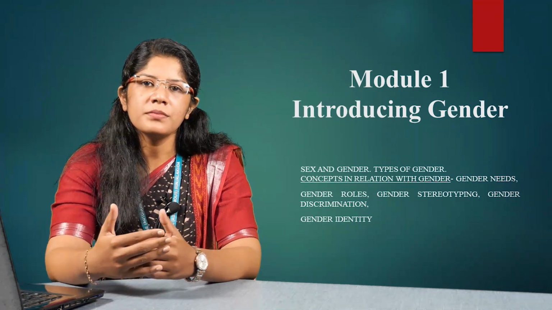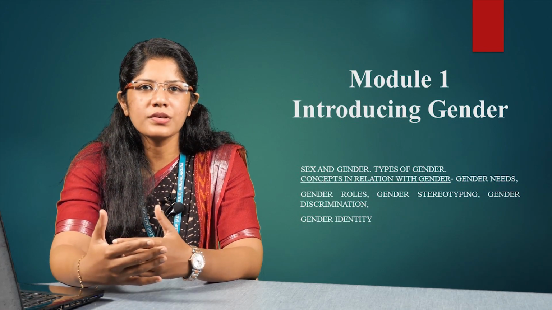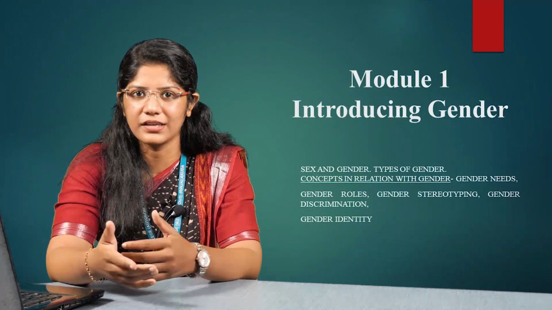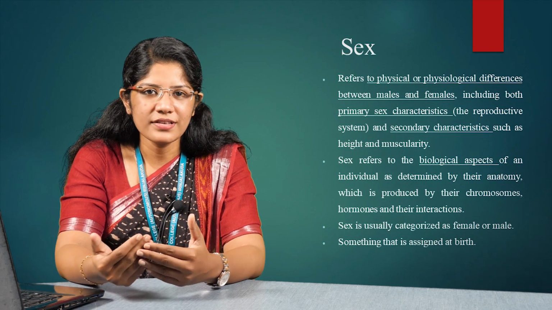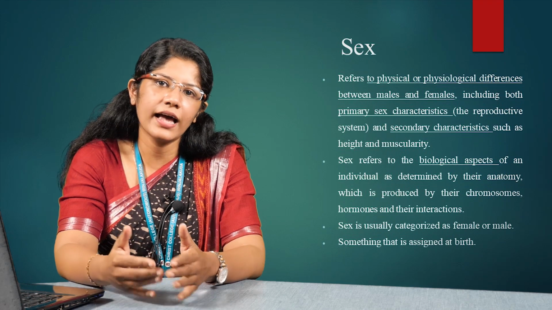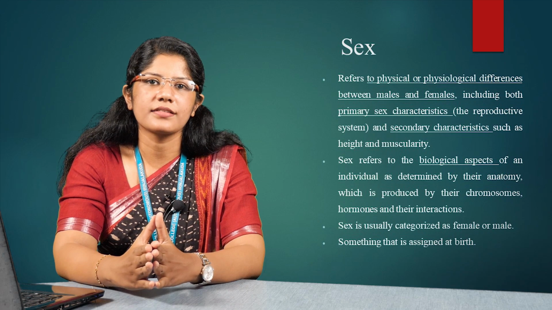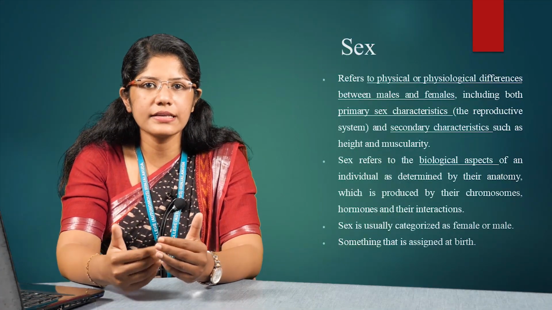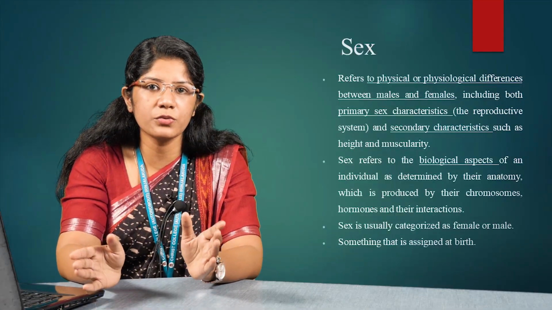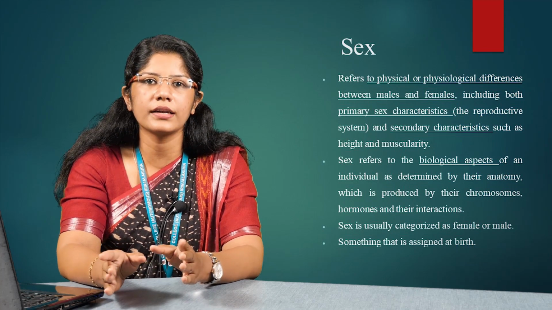We are very familiar with the concepts of sex and gender, but people often use them interchangeably, though these two concepts have different meanings. So we will look into what sex is. Sex is the physical or physiological differences between male and female. That includes the primary characteristics and secondary characteristics. In the primary characteristics, we find the reproductive differences between male and female, and the secondary characteristics include height, muscularity, etc.